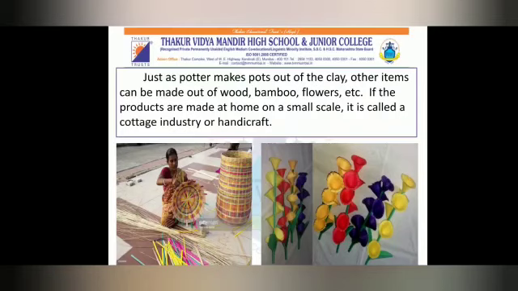Just as a potter makes pots out of clay, items can be made out of wood, bamboo, flowers, etc. If the products are made at home on a small scale, it is called a cottage industry or handicraft. In the pottery industry, clay is the raw material. Pots are the finished product. The process includes whatever is done to make the finished product, for example pots, from the raw material, for example clay. Such a process is called an industry.